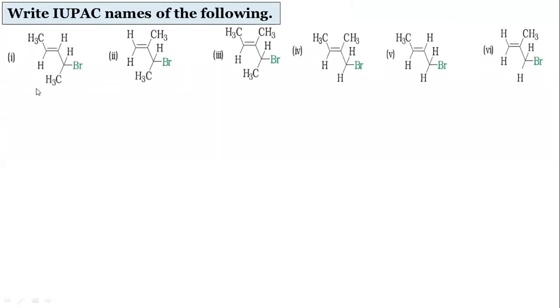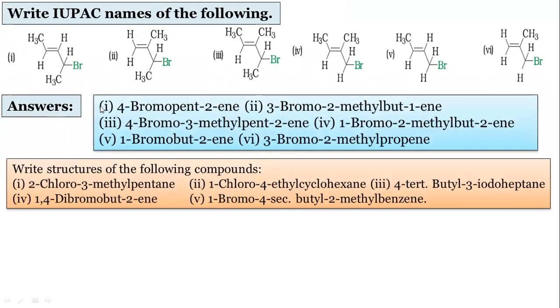This is also given, right? The IUPAC names of the following 1, 2, 3, 4, 5, 6 different structures are given here. So first, do not see the answers. First write the IUPAC names, and for checking, the answers are also given.